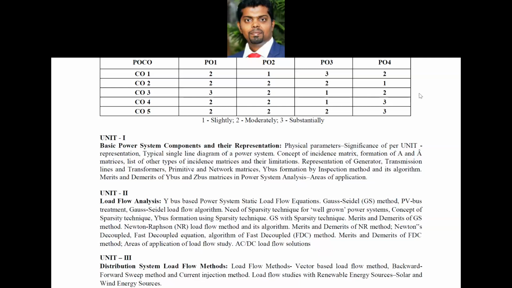overcome with the fast decoupled method. This fast decoupled method is a combination of the Gauss-Seidel method and the Newton-Raphson method. So whatever limitations are there in the Gauss-Seidel method, as well as the limitations in the Newton-Raphson method, we are going to rectify in this fast decoupled method. So we are going to frame this algorithm and solve a few problems in the load flow equations, that is, analysis in the Gauss-Seidel method, Newton-Raphson method and fast decoupled method.